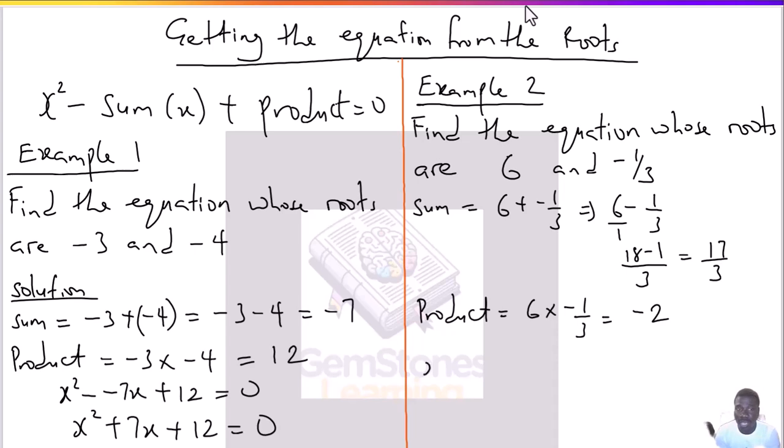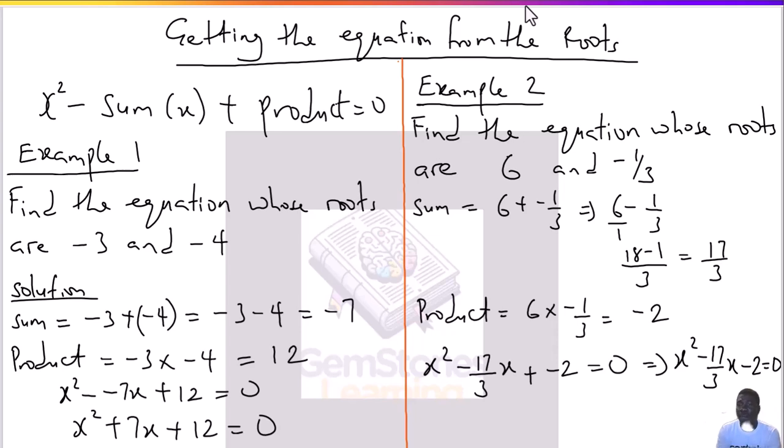So apply it in the formula. That will give us x squared minus, what is my sum? 17 over 3x. Plus, what is my product? Negative 2 equals to 0. So I can write this as x squared minus 17 over 3x minus 2 is equal to 0. But will I stop here? No, because I'm having a number in my denominator. So multiply all through by the LCM of the denominator. X squared has a denominator of 1, 2 has a denominator of 1. So what will be the LCM of 1, 3, and 1? That is simply 3. So multiply all through by 3.